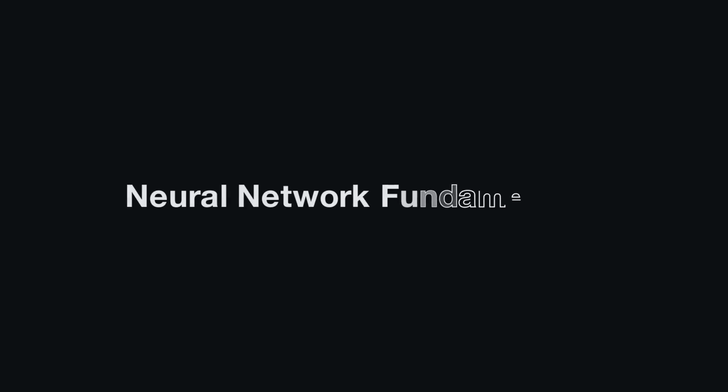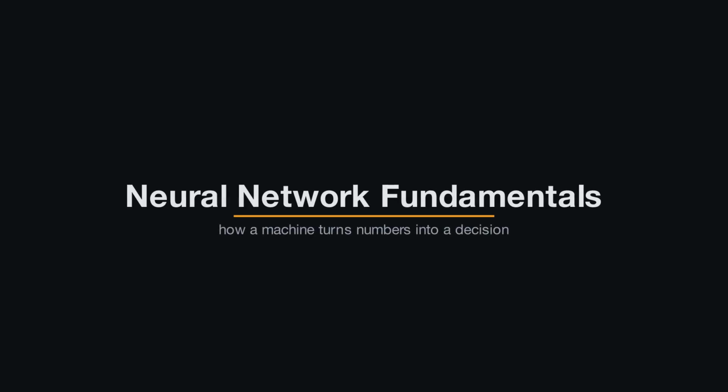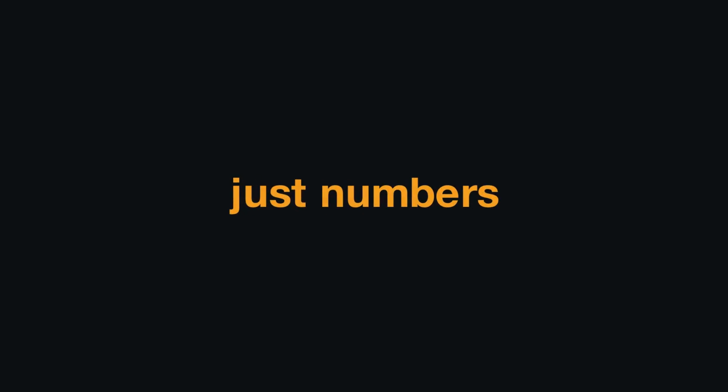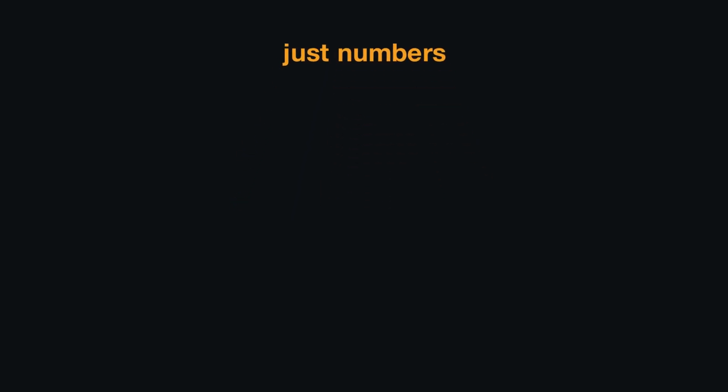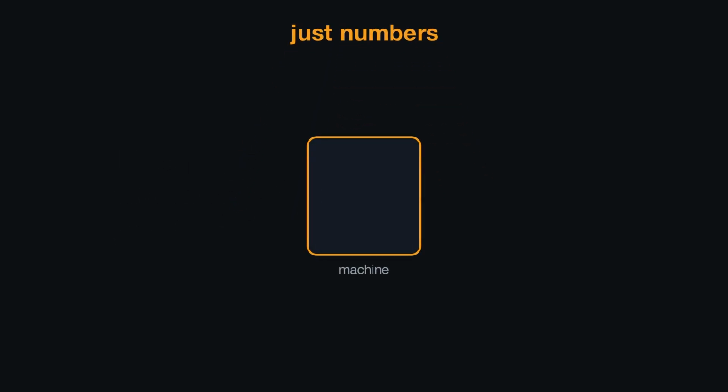Let's open up a neural network and see what is really inside. The name sounds like a brain, but inside, it is not a brain at all. It is just numbers. Numbers go in, they get multiplied and added inside, and new numbers come out. That is the whole idea.